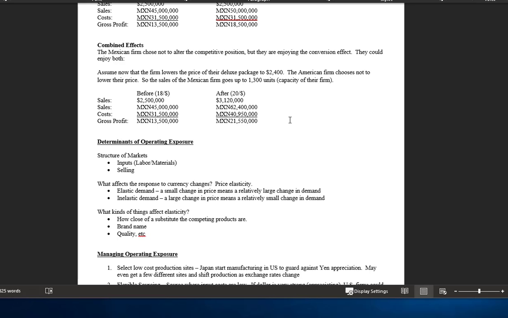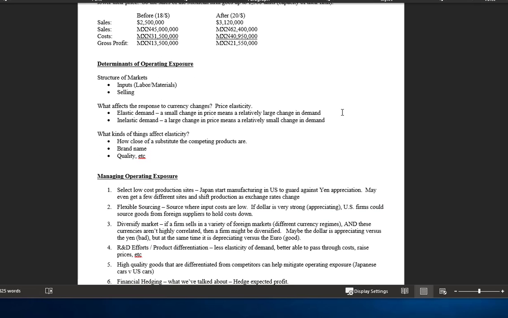So there's a competitive effect, the currency effect, and if we have both of those happening at the same time, we have a combined effect. So I'm going to stop here. We'll pick up with looking at these determinants of operating exposure in the next video, and I'll see you then.